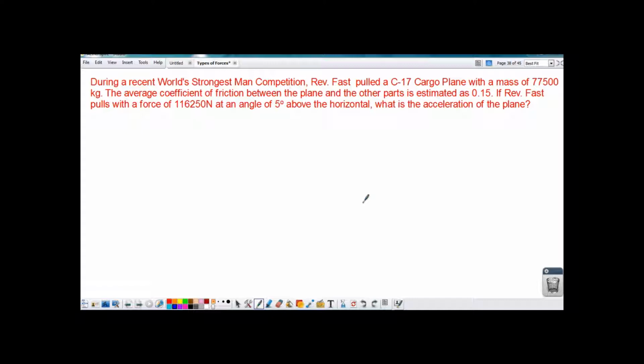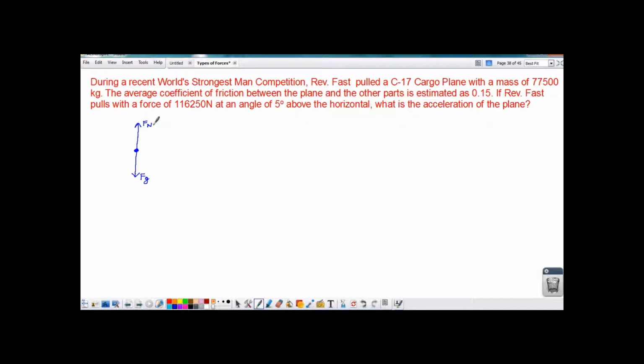Okay, step one, we're going to draw a free body diagram. So here is my plane. Ask ourselves what forces are on this. Well, the gravitational force, because the plane is on Earth's surface. Again, it's on a surface, therefore we know there is a normal force perpendicular to the surface. I'm going to say this is a horizontal surface, so the normal force is vertical.